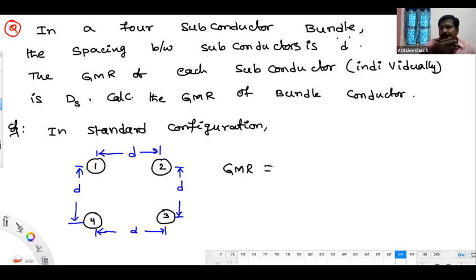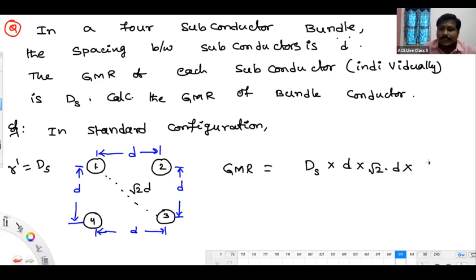Very simple. Just now we have solved a similar problem. First we should take r dash. That r dash is nothing but ds. All the 4 subconductors will have the same GMR, so you consider any one. Let us say 1. 1 to 2 is small d. 1 to 3, how much do you get? Root 2 times small d. Okay, 1 to 4 is small d.